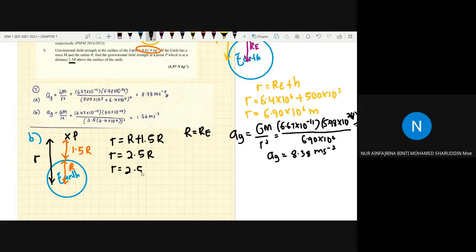So 2.5 multiplied by the radius of the Earth, which is 6.4 times 10 to the power of 6, okay. And you will get your R. R you will get 1.6 times 10 to the power of 7 meter.